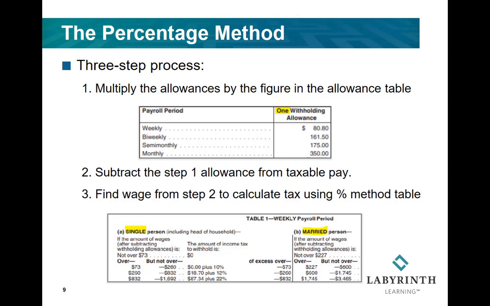Use that allowance amount and go to step 2, which says subtract the step 1 allowance amount from taxable pay. In other words, take taxable pay and subtract the calculated allowance amount. Then you get the taxable pay to look up in the percentage method table, and that's in step 3.